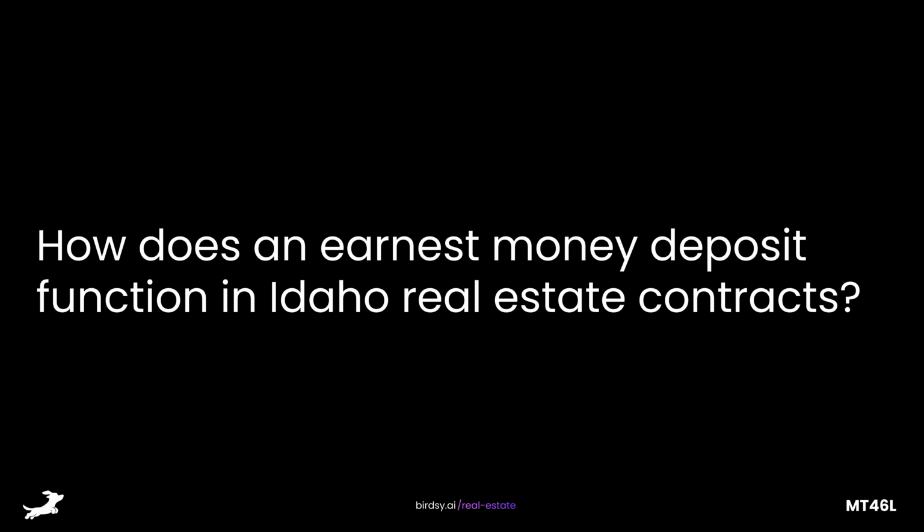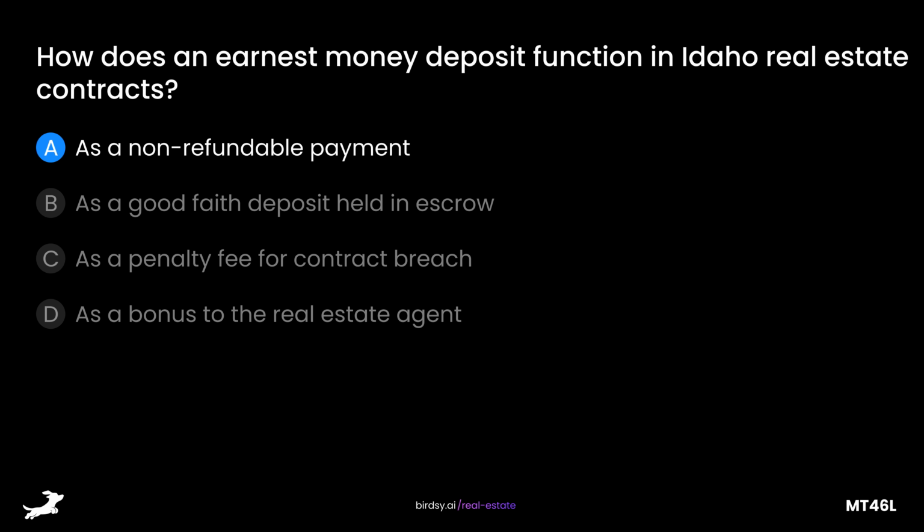How does an earnest money deposit function in Idaho real estate contracts? Is it A, as a non-refundable payment, B, as a good faith deposit held in escrow, C, as a penalty fee for contract breach, or D, as a bonus to the real estate agent? The answer is B, as a good faith deposit held in escrow.